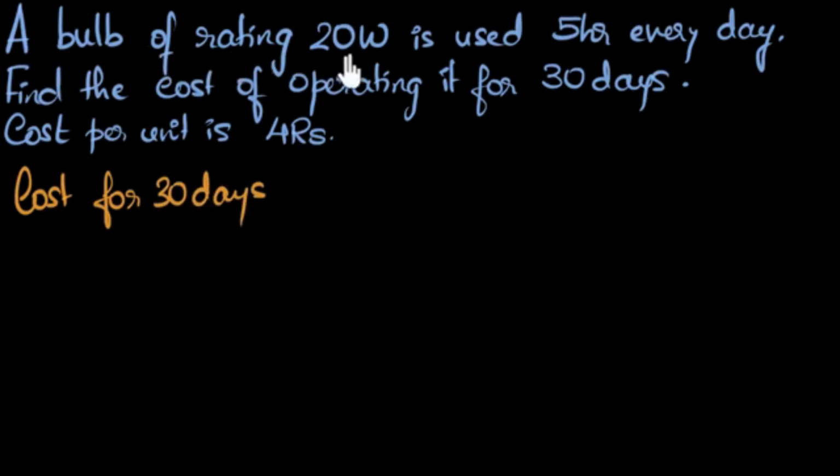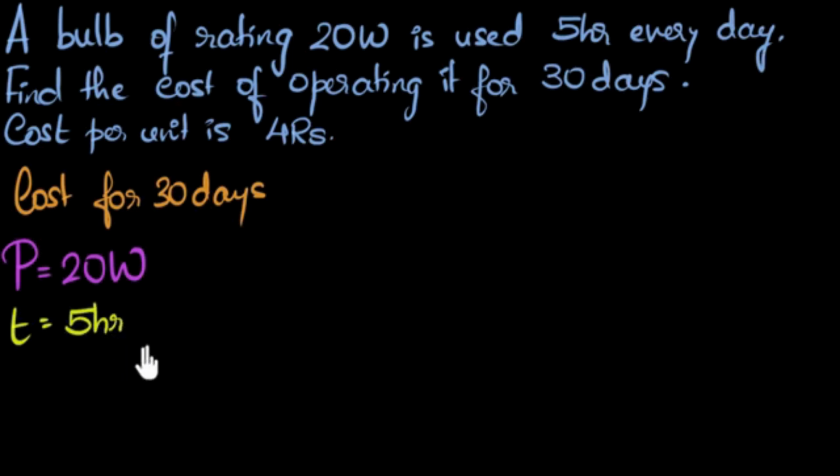We are given the power rating of the bulb. Power rating is 20 watt. We are given it's used 5 hours every day. That's going to be important. So T is 5 hours per day. And it's used for 30 days. This is going to be important.